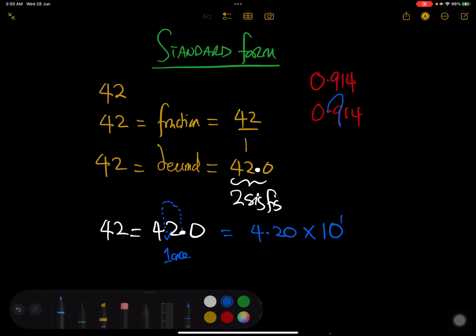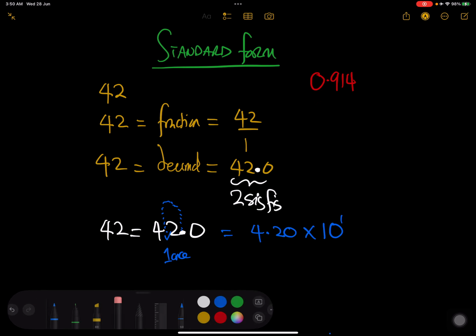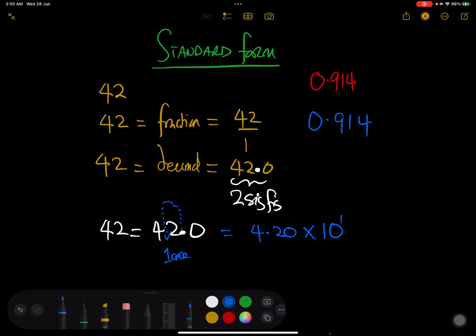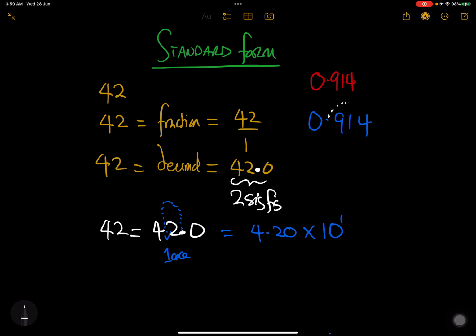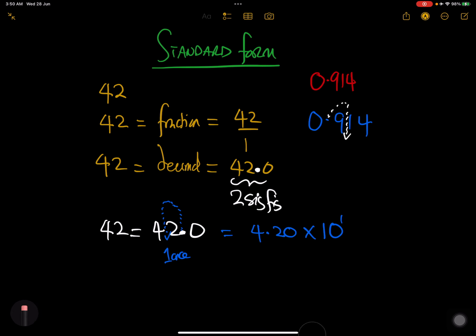Sorry, let me rewrite this again. Sorry about the confusion. Let me write this again, please. So let's say we have 0.914. We want to move this to be here. And that's going to be what? Let me do it again. I think I was clumsy all over the place.